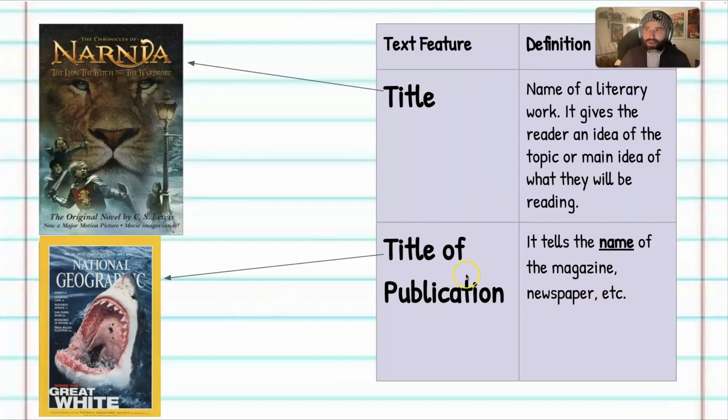Title of publication. I think I gave this one to you. This one's a little bit easier. If you look at this title, The Chronicles of Narnia, The Lion, the Witch, and the Wardrobe. As I read The Lion, the Witch, and the Wardrobe, I'm like, oh, I wonder if there's a lion in this book. I wonder if there's a witch in this book. I wonder if there's a wardrobe in this book. Why is there a wardrobe? What could a wardrobe possibly have to do with a lion and a witch?